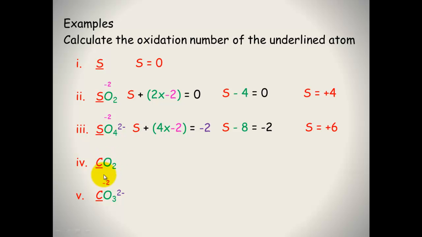Let's have a look at carbon. Carbon is also a non-metal, so no rule applies here to carbon. So we need to calculate the oxidation number based on the oxygen that it's combined with. Oxygen has an oxidation number of -2, so carbon's oxidation number plus 2 times oxygen, which is -2, will equal 0. 2 oxygens -2 equals -4. So carbon plus -4 equals 0. Carbon has an oxidation number of +4.